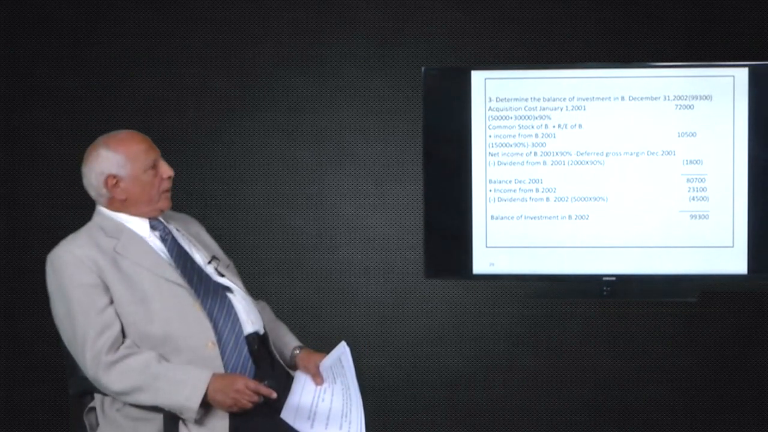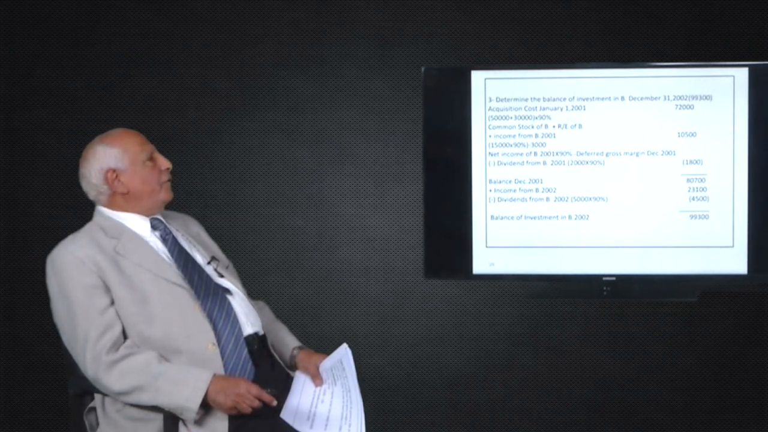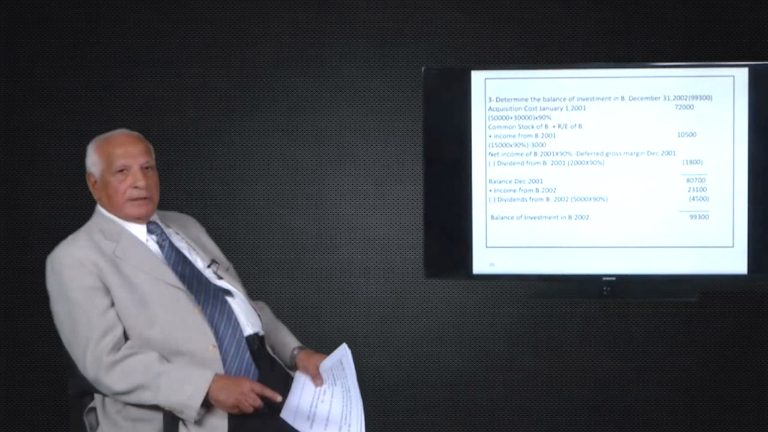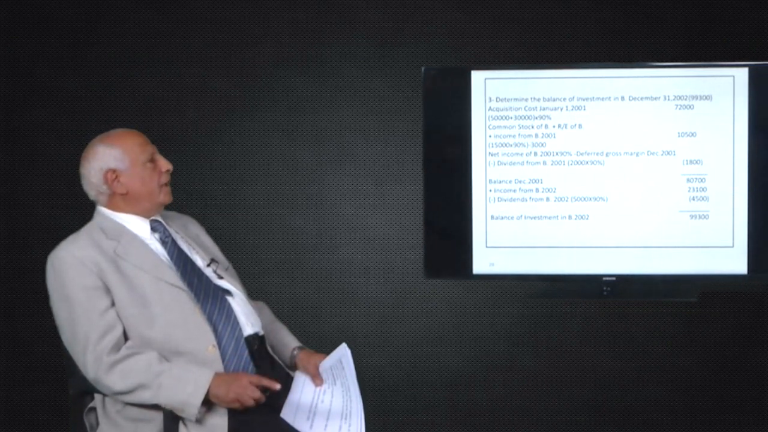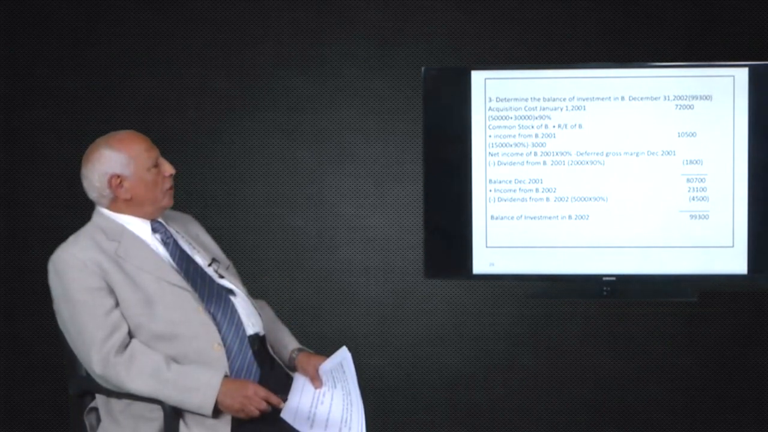Acquisition cost, January 1st, 2001, that's 72,000. Where does 72,000 come from? I gave you 50,000, that's capital stock, plus 30,000 at the date of acquisition. This one equals net assets. Remember, this one equals net assets multiplied by 90%, and that gives you 72,000. This is common stock of B plus retained earnings, that's 50,000 plus retained earnings. Then plus income from B, 2001, that's 10,500. Where does this come from?